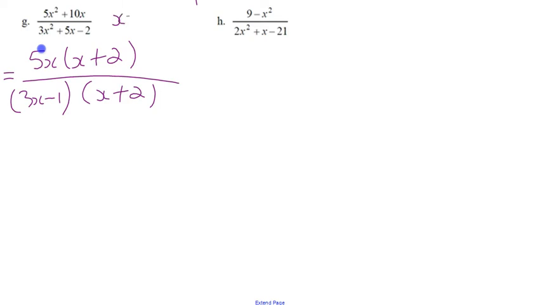Okay, let's state the non-permissible values. One-third, negative 2, and then let's simplify. So anything that simplifies should end up with, here's my original expression, equals my factored intermediate form, then I state the non-permissible values, and then equals, and now I cross off, figuratively, if not literally, the common factors, and write down the expression. What's easier to factor, 9 minus x squared or 2x squared plus x minus 21?